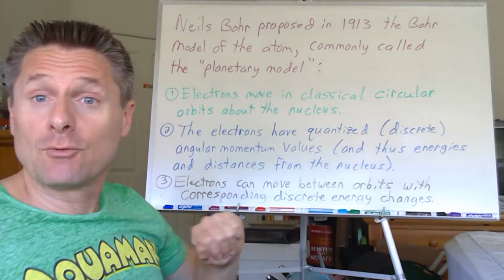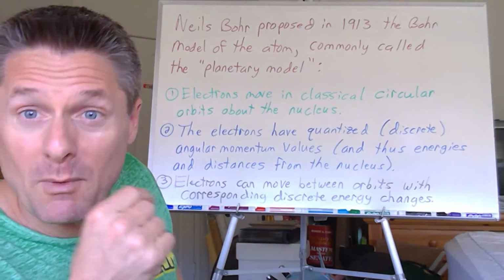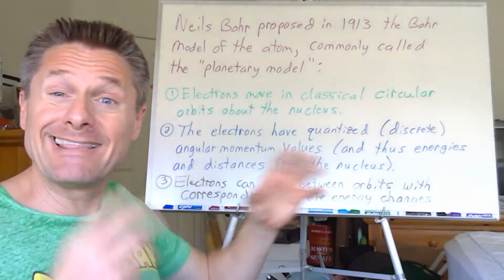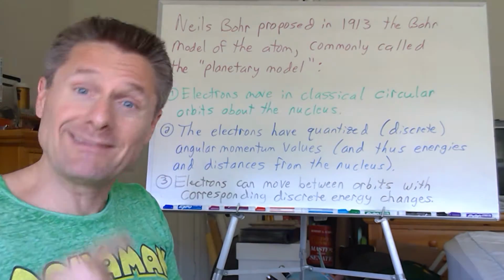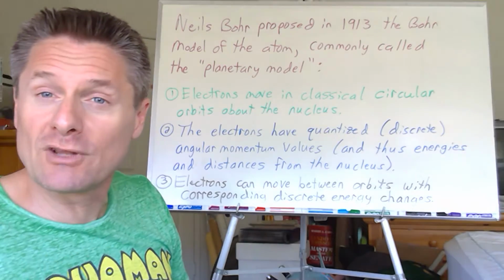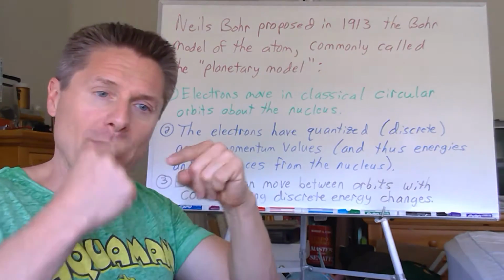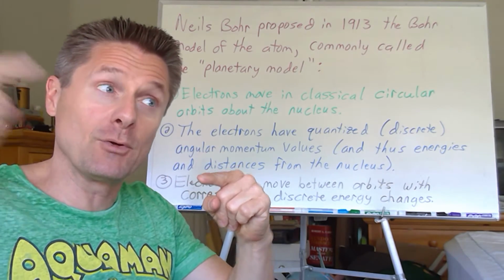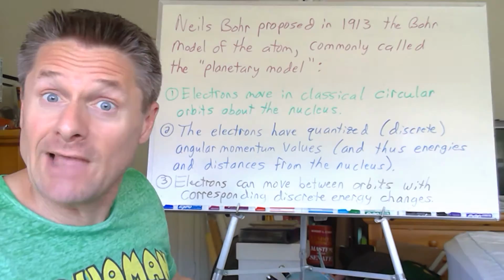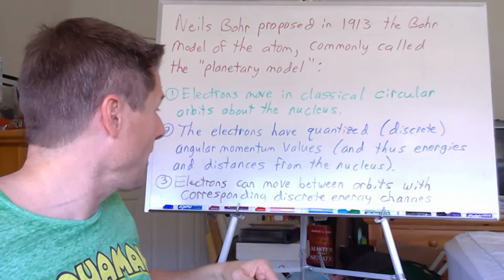And they're discrete, so only specific values of angular momentum are allowed. When you look at the mathematics, the angular momentum relates to the energies of the electrons, so they have quantized energy values, and distances from the nucleus. We'll look at those in a little more detail. So these orbits can only be at specific distances from the nucleus, kind of like the planets are at specific distances from the sun, right? Moving around, moving around, moving around.